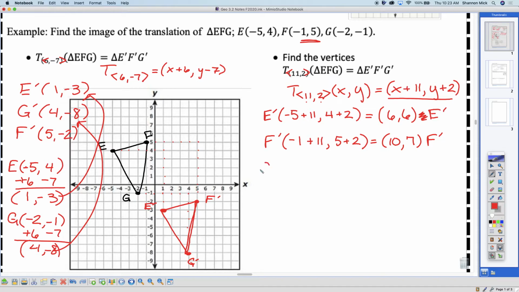Now, you guys do G prime, try it on your own. Okay, what's G? -2, -1. And my rule is 11, 2. So it's -2 plus 11, comma, -1 plus 2. So it's 9 and 1. So G prime equals 9, 1.